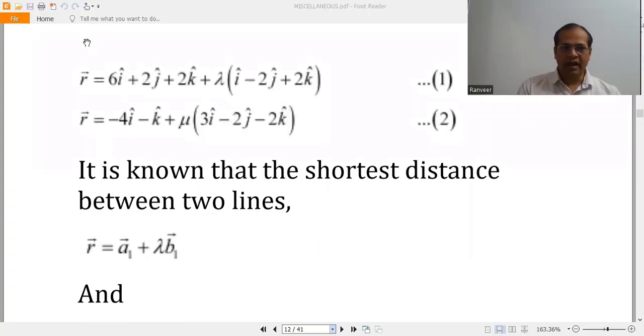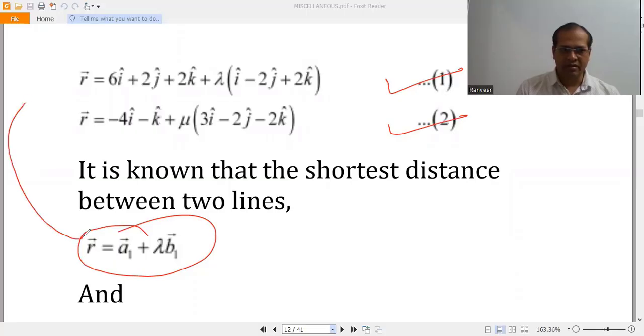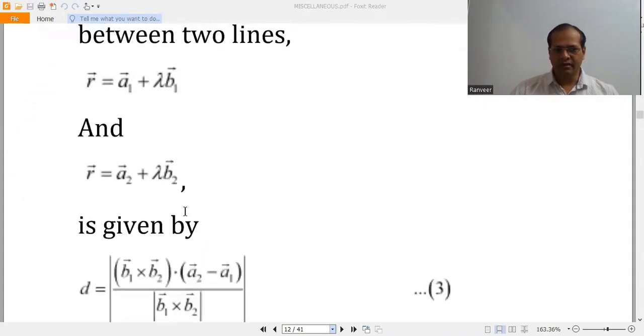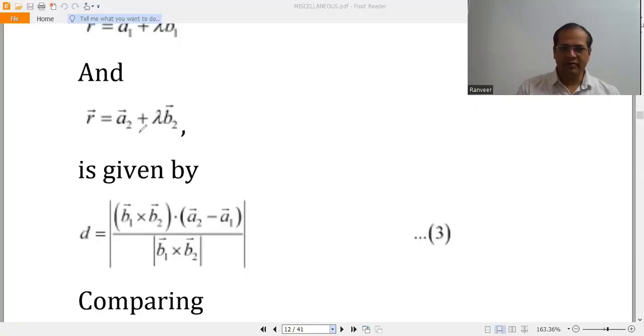Suppose the standard format of the lines is r1 = a1 + λb1 and r2 = a2 + λb2, the first and second equations. The shortest distance is given by (b1 × b2) · (a2 − a1) divided by the modulus of b1 × b2. So this is the shortest distance.